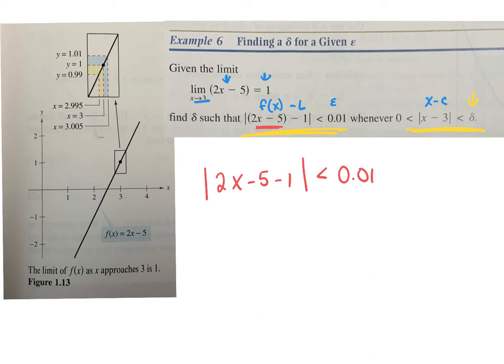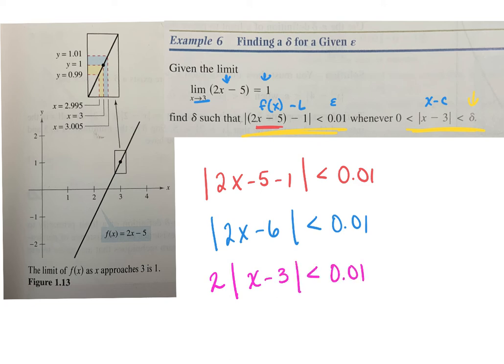Yeah, -5 minus 1. How would I write -5 minus 1? Yeah, -6. 2x minus 6 is less than 0.01. All right? Can I factor anything out of that? Yeah, a 2 can factor out. It is a positive 2, and it's an absolute value. We're all good to go, okay? So I can factor a 2 out, no worries. So I'm going to take a 2 out of here, and I'm going to have x minus 3.